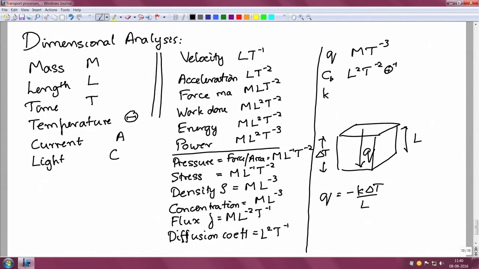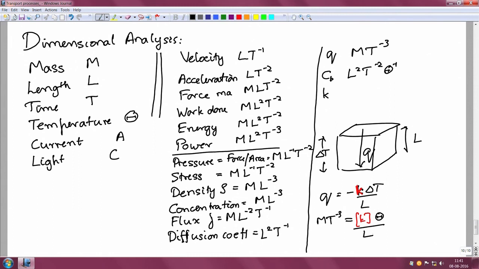Now, in this particular relation, I know the dimensions of all quantities apart from this thermal conductivity K, and therefore, that I can find out. So, in this particular case, the dimension of Q is m T power minus 3. This is equal to the dimension of K times the dimension of temperature divided by the dimension of length.